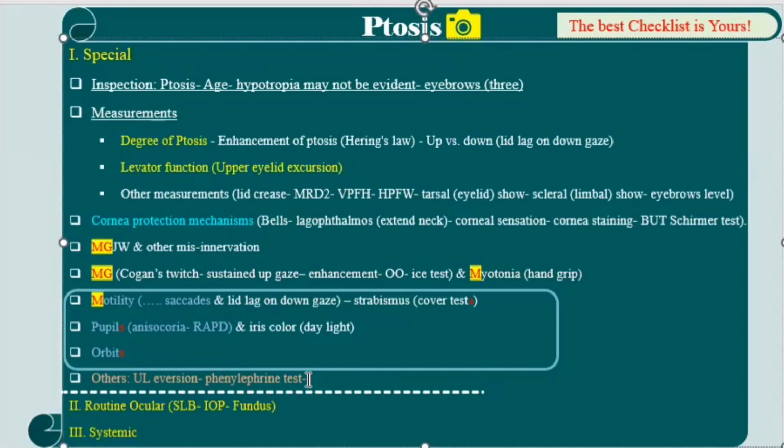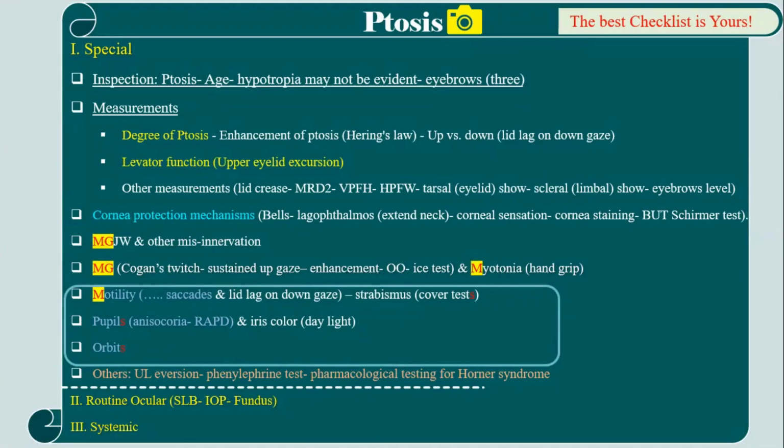So here I'm going to add pharmacological testing for Horner syndrome. How about routine ocular examination? You can give me an example. Lens affection in a case with ptosis.